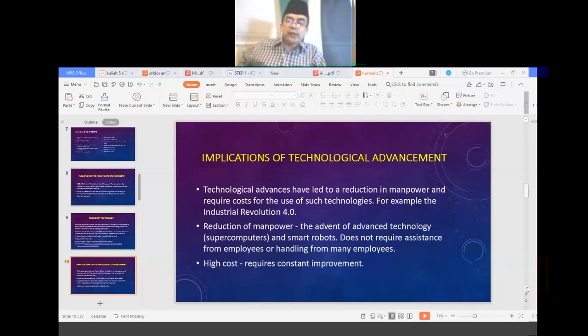It will reduce the manpower when new technology takes the place of human power. For example, when we have smart robots everywhere, we don't need cleaners. We don't need people who are working as low-wage workers, and it does not require handling from many employees. But we also have to understand that this technological advancement will have a higher cost due to constant improvement to the machine.